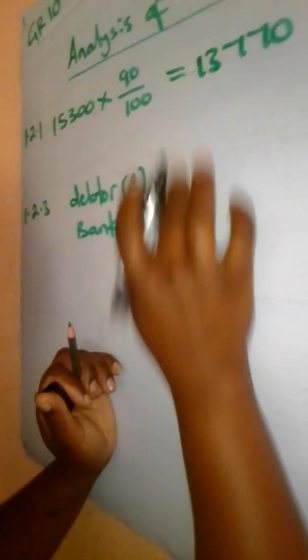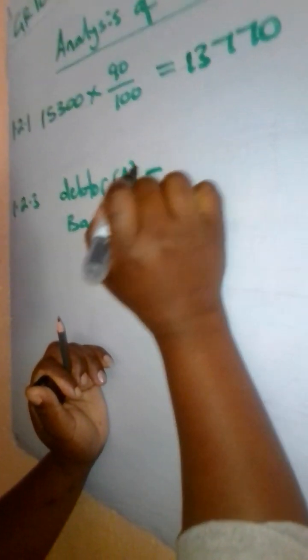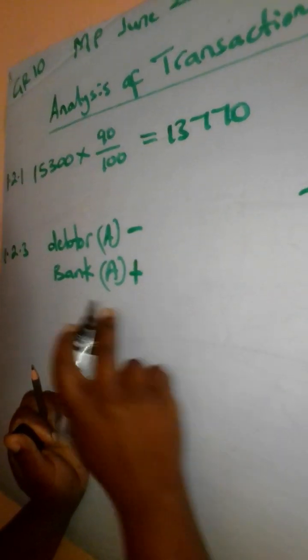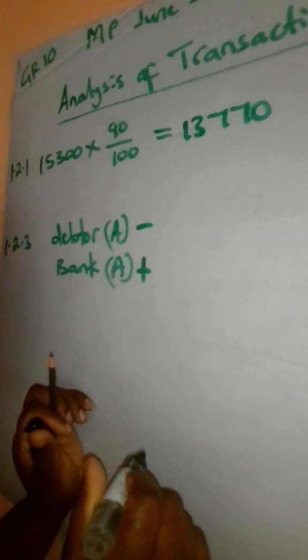Okay, let's go back again. A direct deposit. He paid money into the bank account, so the bank is increasing. We are receiving money from a debtor, so the debtors are decreasing. So the asset which is decreasing is the one that we are going to credit, and the one that is increasing is the one that we are going to debit.